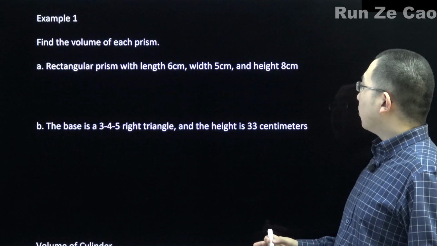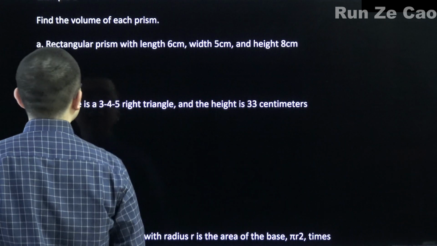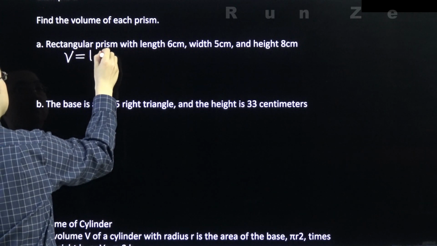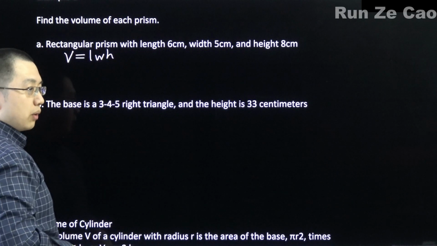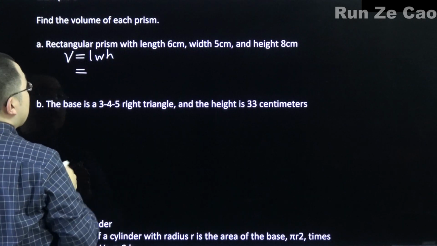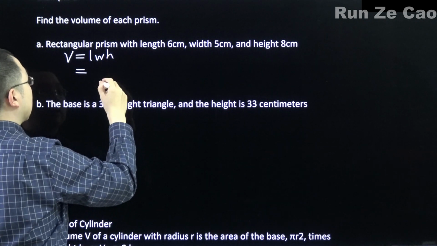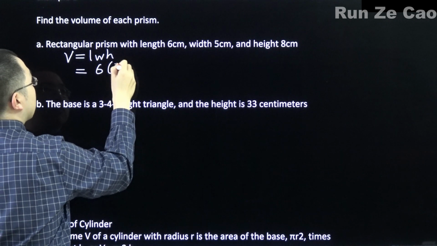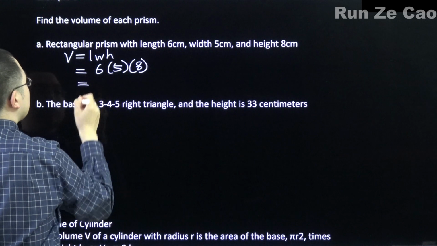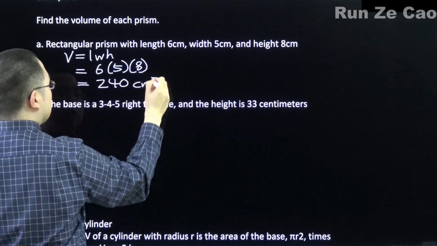Rectangular prism with length 6 centimeters, width 5 centimeters, and height 8 centimeters. Well, in this case, volume is equal to length, width, height. The formula is specific to rectangular prisms. Length times width is just base, so it's actually the same thing as the general formula. So length is 6 centimeters times 5 centimeters times height 8 centimeters. This brings us to 240 cubic centimeters.